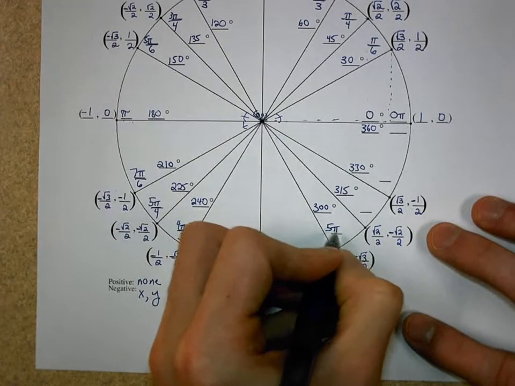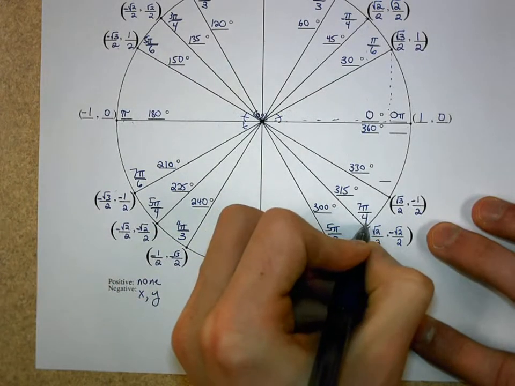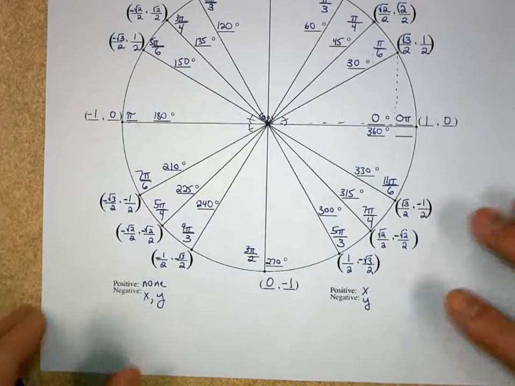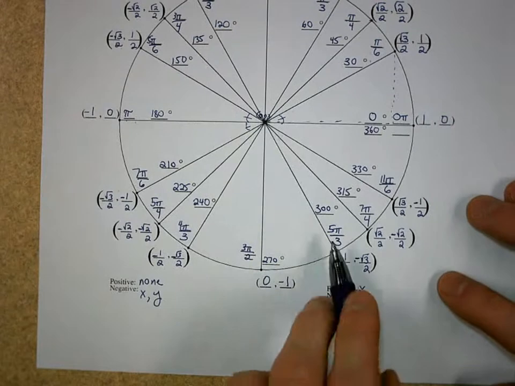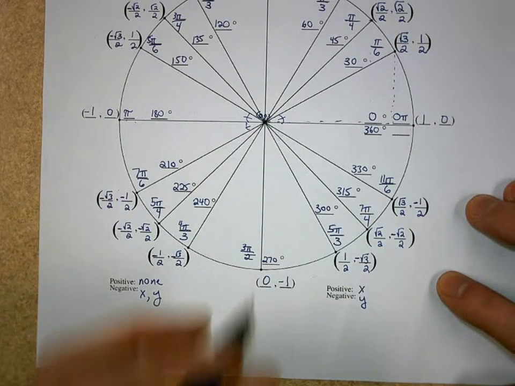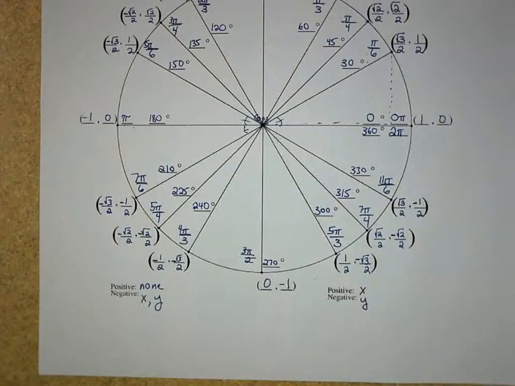And then finally, we do the last thing in the fourth quadrant. Exact same thought process, where we add a pi over 6 or subtract a pi over 6 from each of our different values. So 5 pi over 3, 7 pi over 4, 11 pi over 6, and then finally 360 degrees is the same thing as 2 pi.